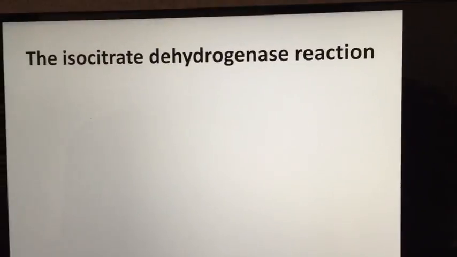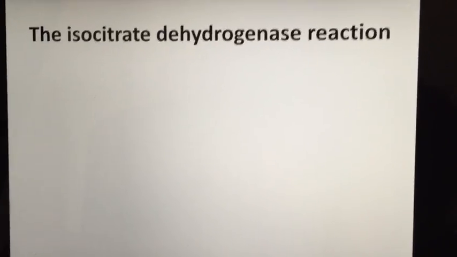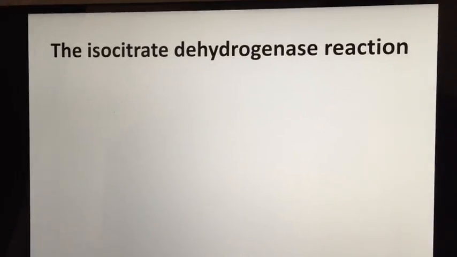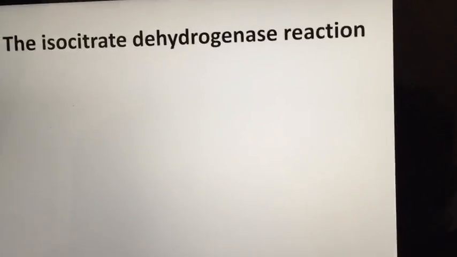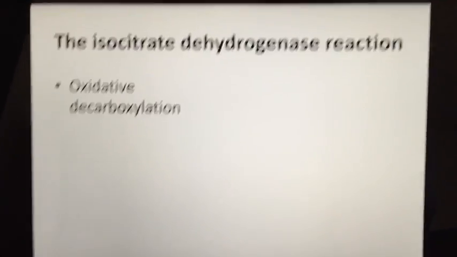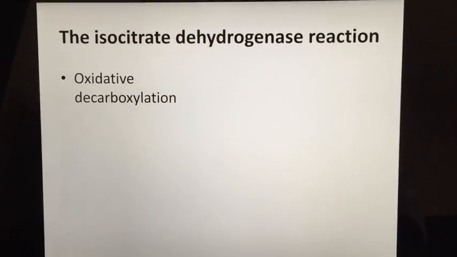Next up is isocitrate dehydrogenase. So now we know we've got isocitrate formed. Why was it formed specifically again? Because it's a secondary alcohol, and so it can be oxidized in this next reaction, which is the isocitrate dehydrogenase reaction, which is an oxidative decarboxylation reaction.